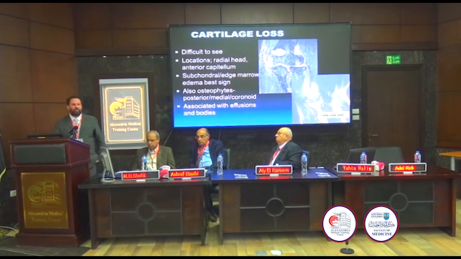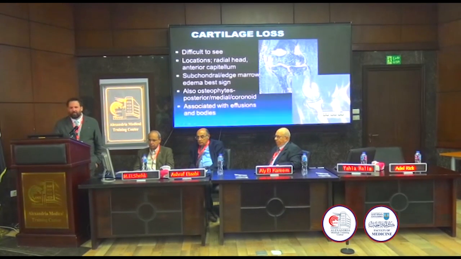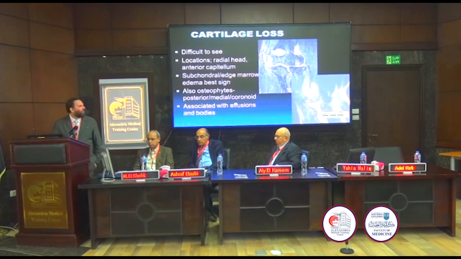Now, it's really hard to see the small joints. So what we look for is subchondral marrow edema. And if we see subchondral marrow edema, you know there's going to be cartilage loss there, even if you can't see, maybe you can, the cartilage. And the other thing you look for is nearby osteophytes. And if you see nearby osteophytes, then also likely there's cartilage loss.